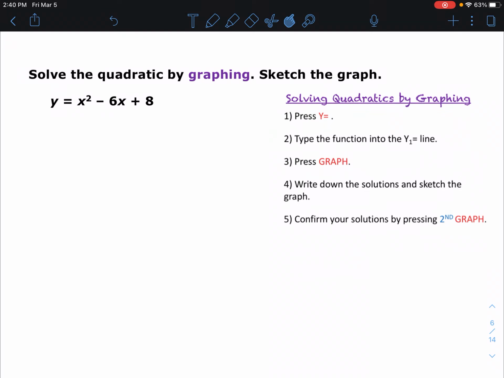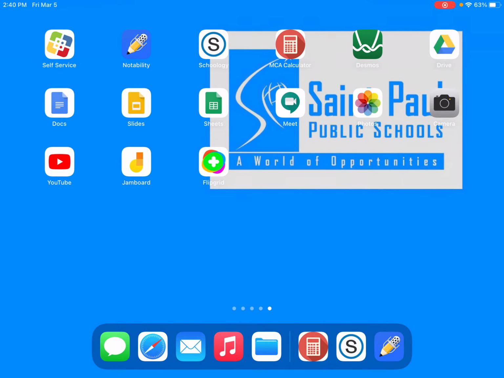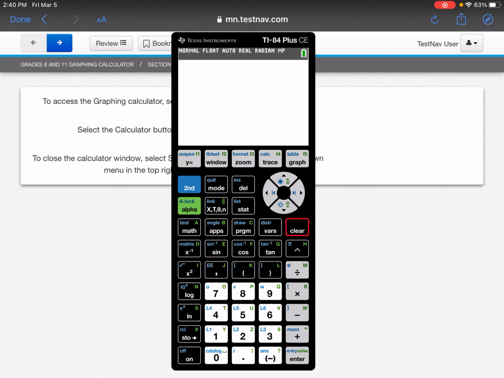So let's try one of these. We're going to solve the quadratic by graphing, and then we're going to sketch the graph to make sure we know how to do that. So the function is x squared minus 6x plus 8. Then we're going to type that into our calculator. So you want to pull up your MCA calculator. I kind of have mine already ready to go.